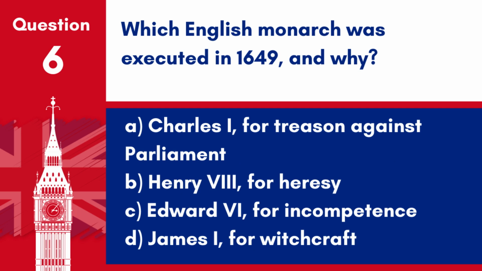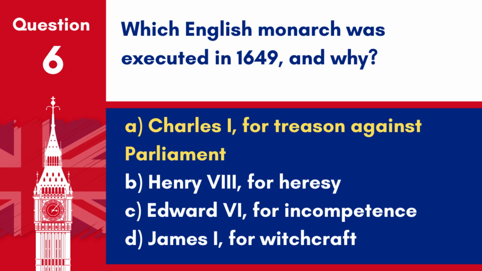Question 6. Which English monarch was executed in 1649 and why? A. Charles I for treason against Parliament. B. Henry VII for heresy. C. Edward VI for incompetence. D. James I for witchcraft.